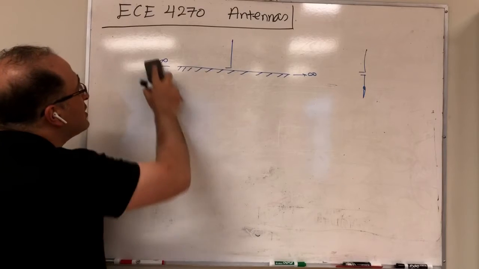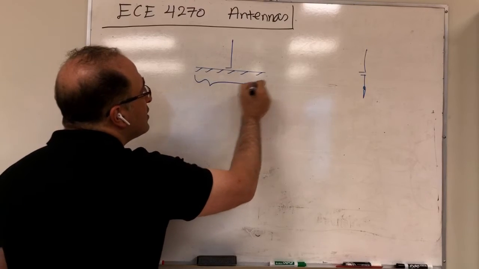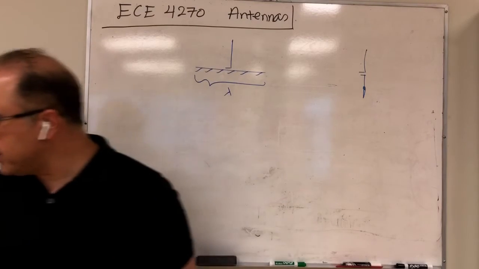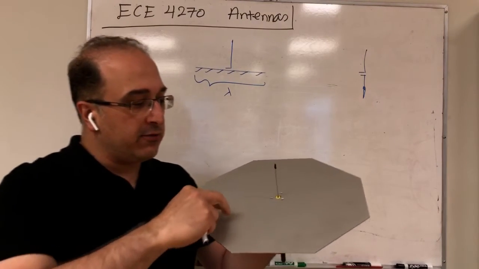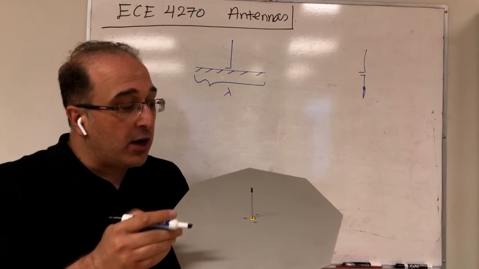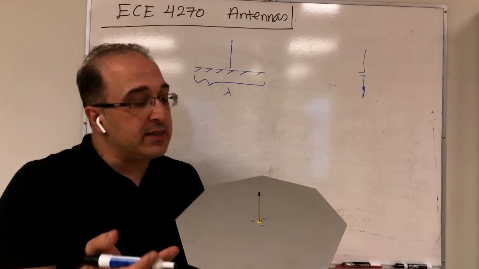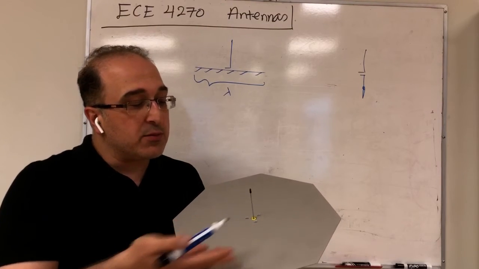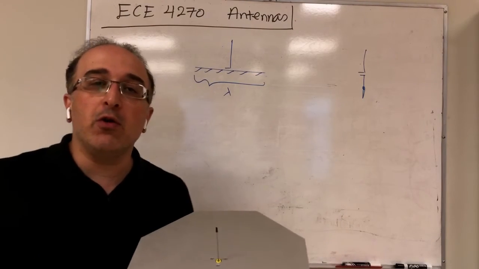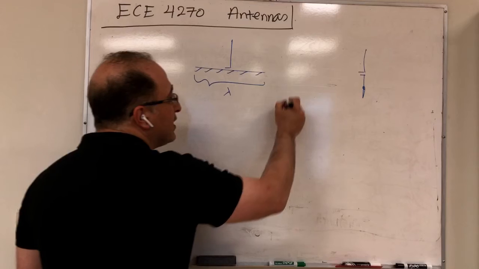Now, what happened was that we didn't have an infinite ground plane, so we used a ground plane which was about lambda in size. Our ground plane was very uniform, like this. Sometimes it's desired that your ground plane is in the shape of a grid, for several reasons. For example, a grid is more robust in windy weather, so the wind can go through, and there are other reasons.